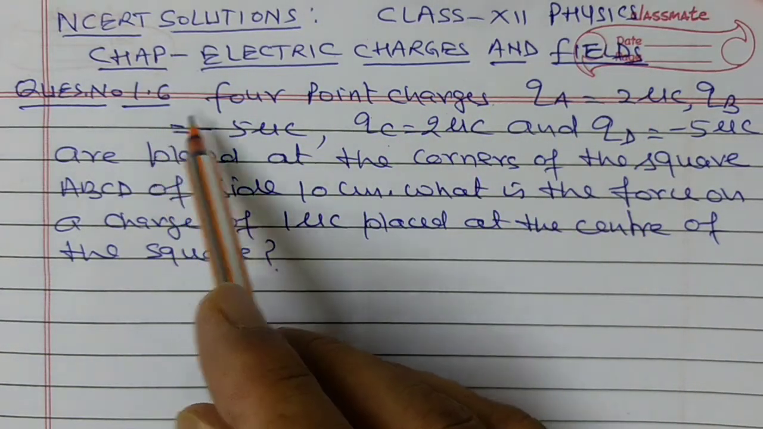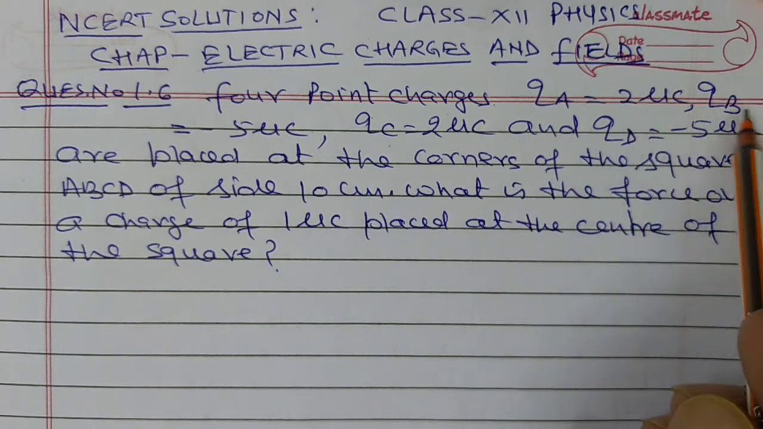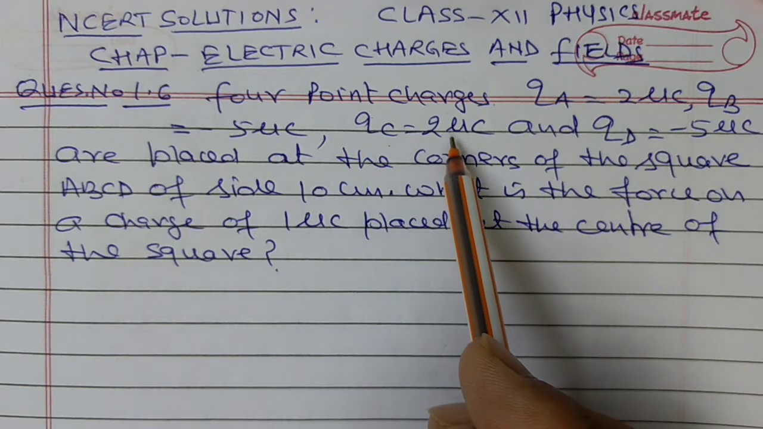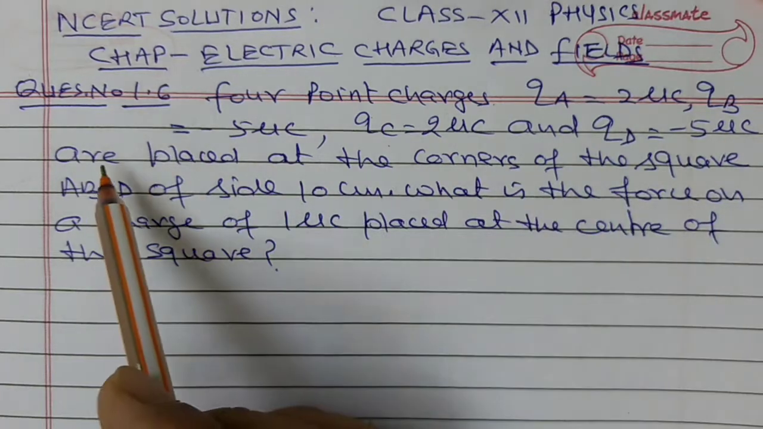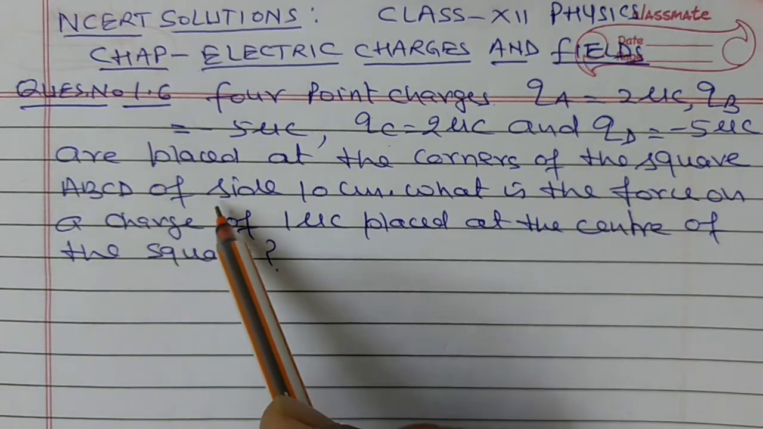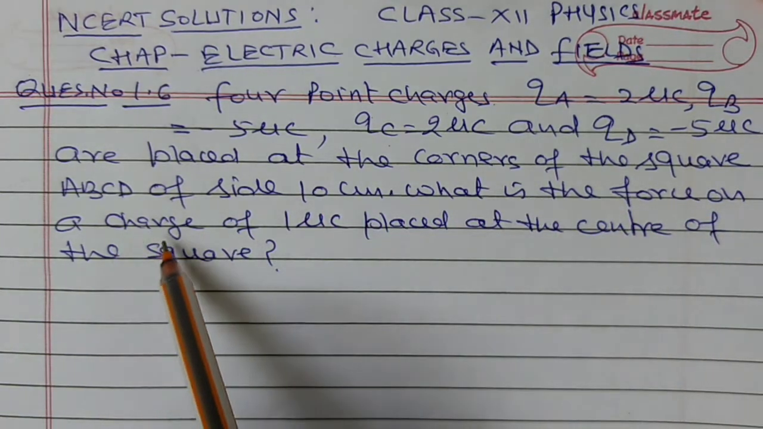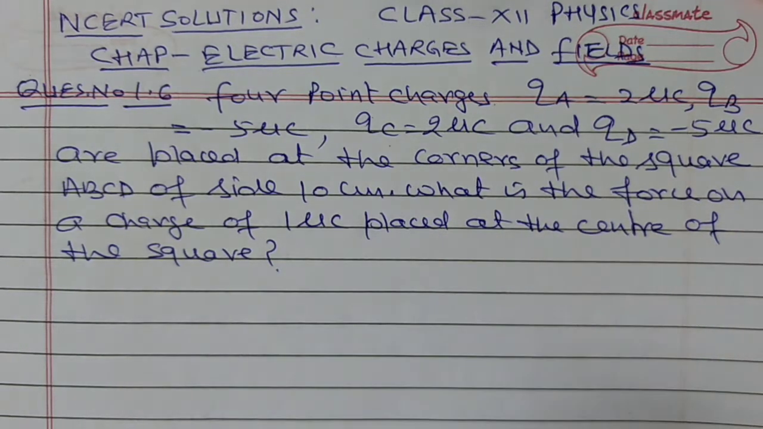Question number 6. Four point charges QA equal to 2 microcoulomb, QB equal to minus 5 microcoulomb, QC equal to 2 microcoulomb, and QD equal to minus 5 microcoulomb are placed at the corners of the square ABCD of side 10 cm. What is the force on a charge of 1 microcoulomb placed at the center of the square?